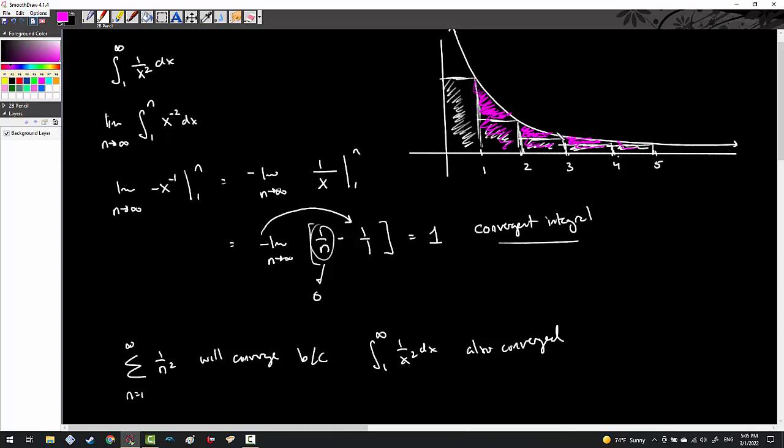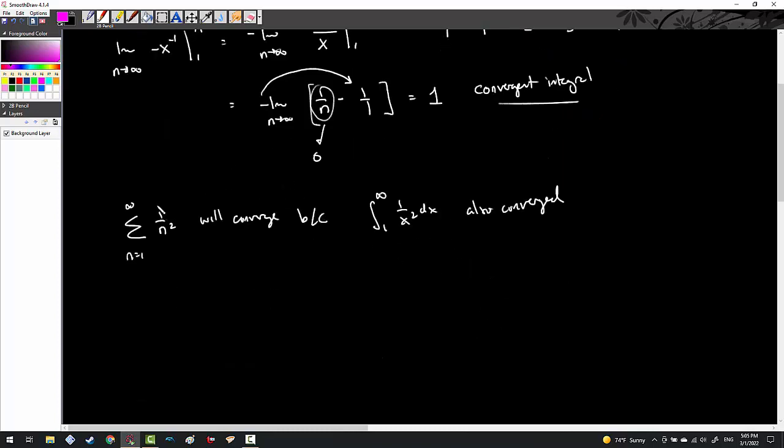So I can conclude that my summation is smaller than my area, and we can write this as an inequality like this: my summation is smaller than my area. If this guy converges, then because he's larger, he will flatten out this guy, which will also converge. So hopefully that makes sense.